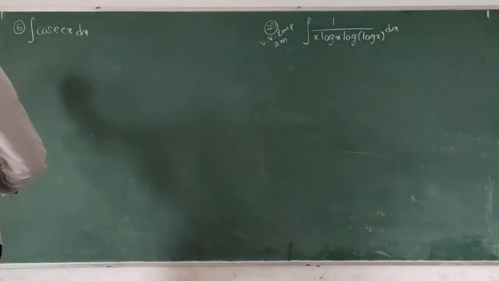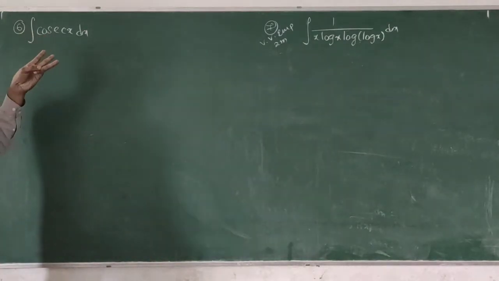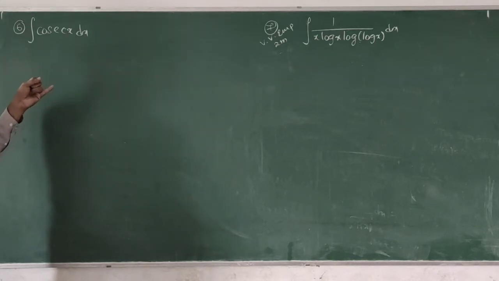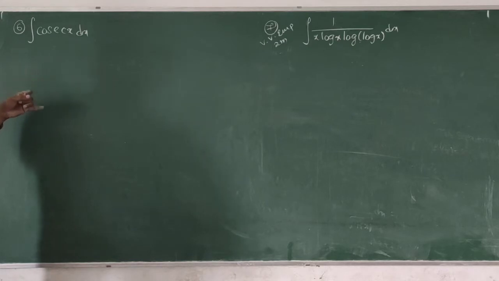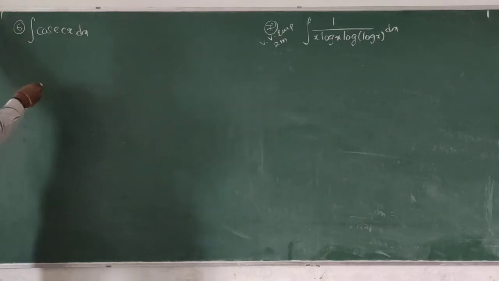Hey students, next continuation: integration of secant x dx. So three formulas are completed now. What are the three formulas? Integration of tan x, integration of cot x, integration of secant x. Integration of tan x is log of secant x. Integration of cot x is log of sin x. Integration of secant x is log of secant x plus tan x. Now we go for integration of cosecant x dx.